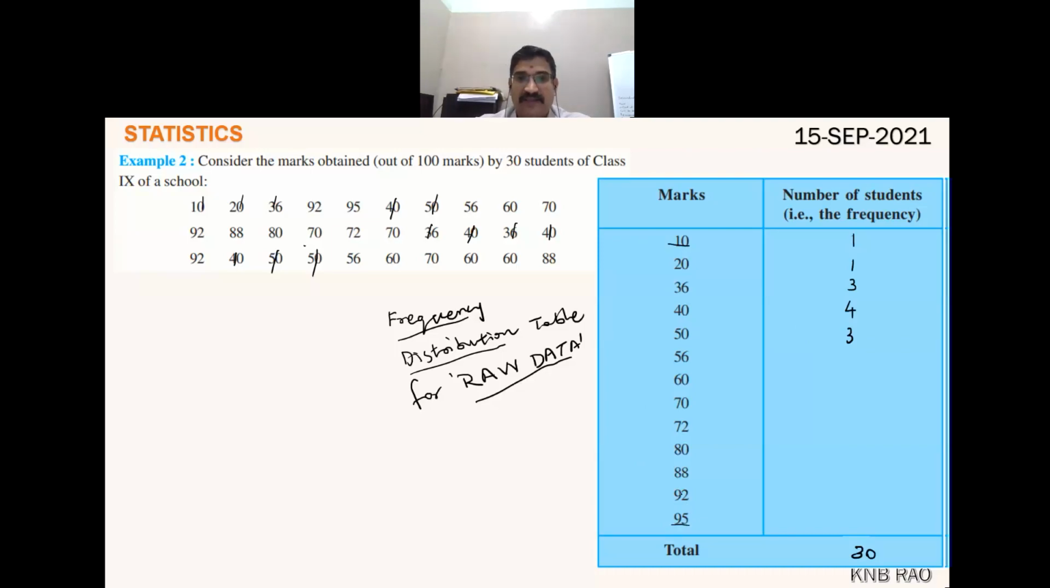Sir, 10 to 20, 20 to 30. Exactly. Okay. And exclusive means continuous. Sir, inclusive means 10 to 19, 20 to 29? No. Continuous. Exclusive means continuous without gap. Okay. Inclusive means discontinuous with gap.